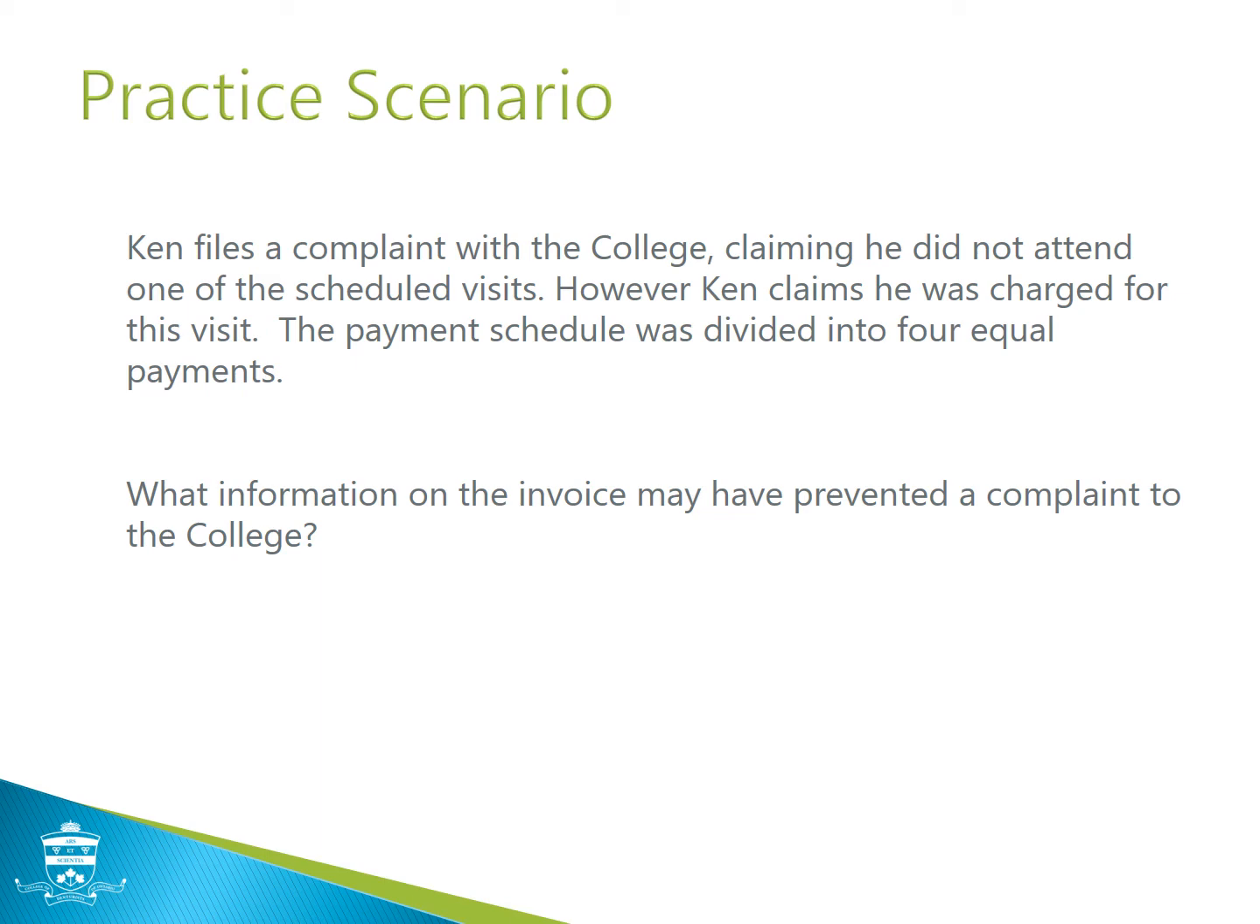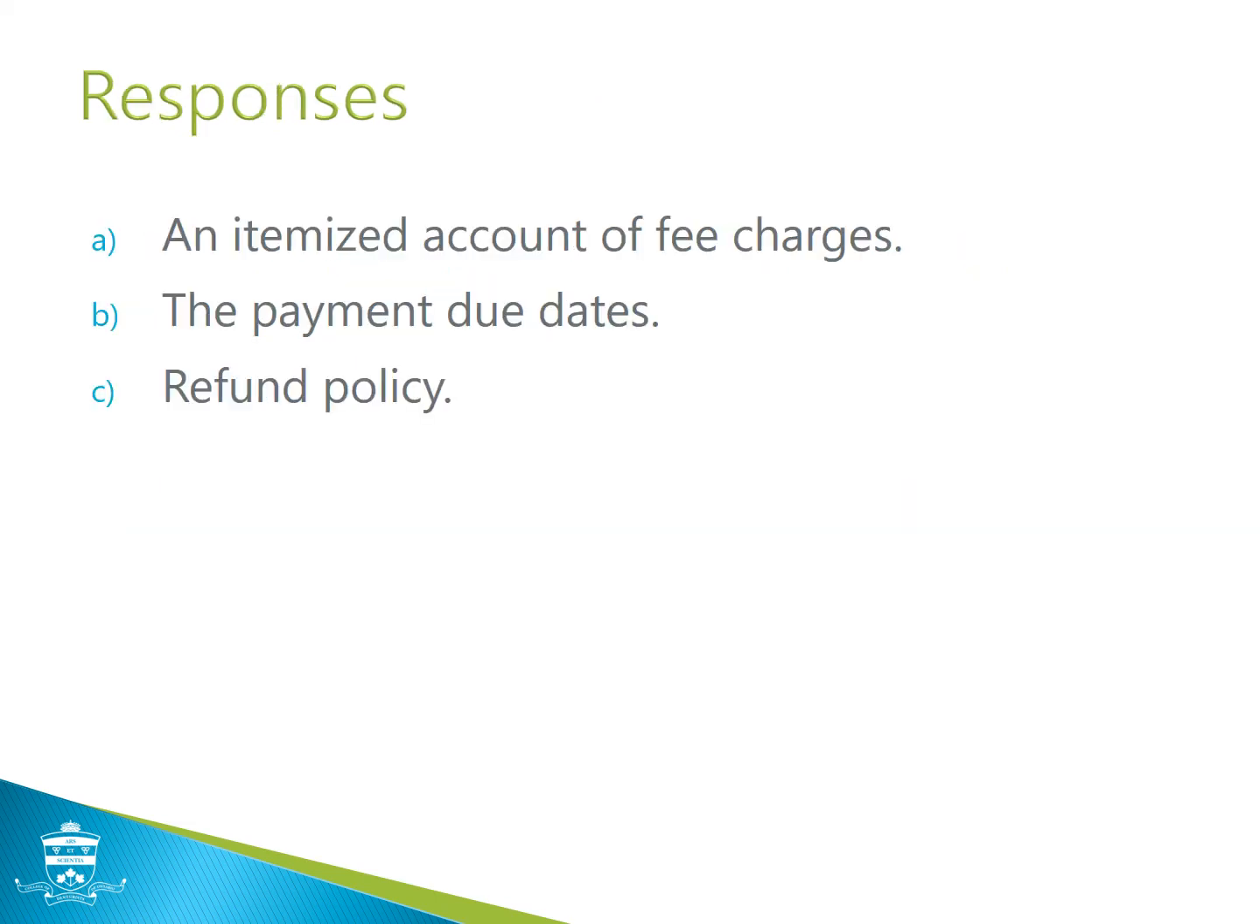In this practice scenario, Ken files a complaint with the college claiming he did not attend one of his scheduled fitting visits. However, Ken claims that he was charged for this visit. The payment schedule was divided into 4 equal payments. What information on the invoice may have prevented a complaint to the college? A, an itemized account of fee charges, B, the payment due dates, or C, the refund policy.